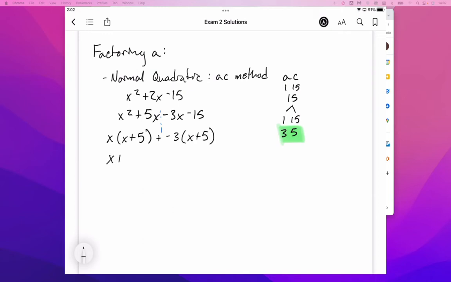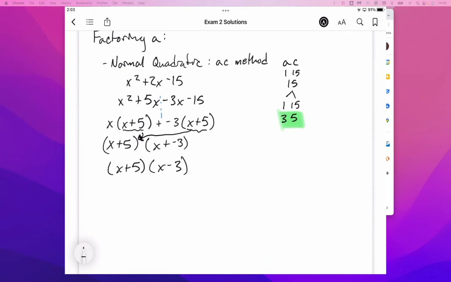And I'm going fairly quickly because this should be review. So we would be left with x plus 5. This would drop down here. This would come over here and join it because we can factor an x plus 5 out of both sides. And we would be left with x plus a negative 3. If we clean those signs up, we get x plus 5 times x minus 3. And so that would be how to factor a normal quadratic.